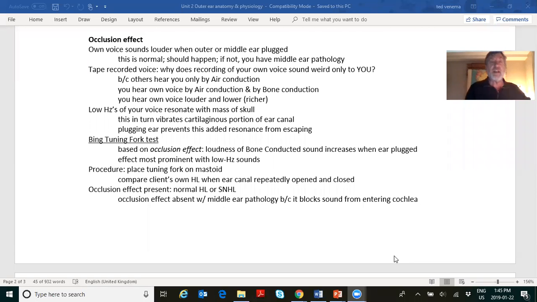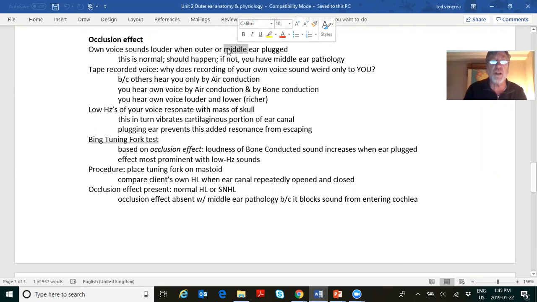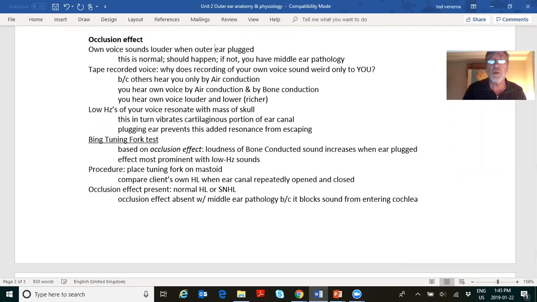Now let's look at the professional definition as it would be broken down scientifically with your knowledge of acoustics and your knowledge of anatomy. So here we go. Share screen and look at your notes. The occlusion effect. Read with me. Your own voice sounds louder when your ear is plugged. And don't say middle ear plug. Let's get rid of that puppy. Get that out of there. Okay, when your outer ear is plugged.